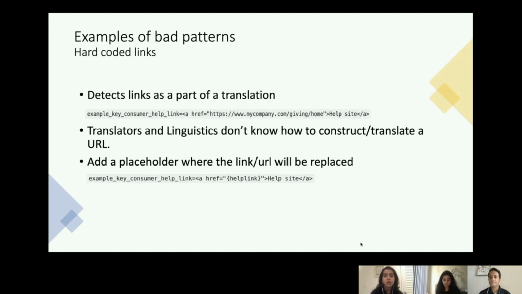We also have a similar rule for hard-coded links. Just like phone numbers, if the links are part of the content, the translators might not know how to translate or construct a URL when the language or the market changes. And similar to the phone number, we recommend to use only a placeholder for the actual link and just have the rest of the content externalized. Next slide.